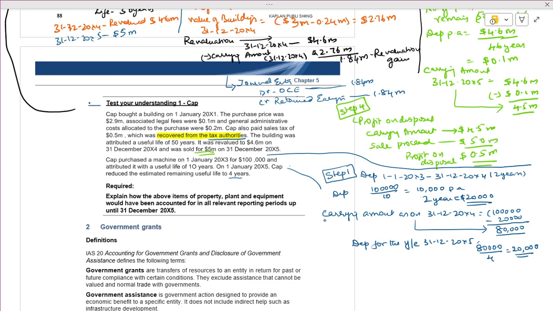Whenever you are revising the cost or the life of the asset, from that day onwards you have to recalculate the depreciation based on the carrying amount as such. This is the first part. This is related to IAS 16.